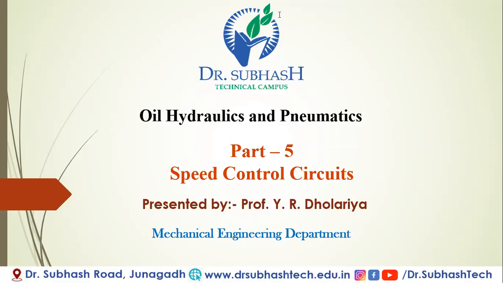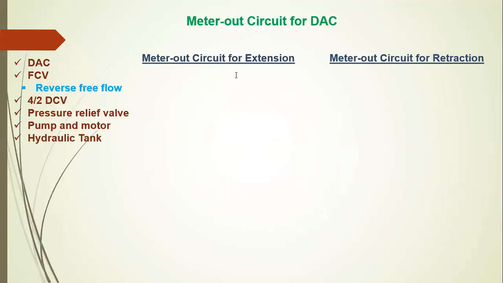In this video, we study the meter-out circuit for DAC. The main title is speed control circuit. Here is the meter-out circuit. In a meter-out circuit, the rate of flow of oil under pressure coming out of the cylinder is controlled by the FCV. In the meter-in circuit, we control the oil on the hydraulic side of a double acting cylinder.